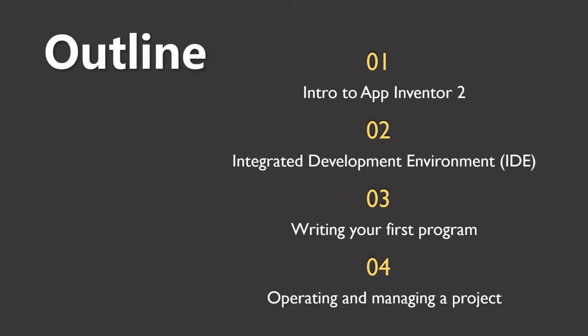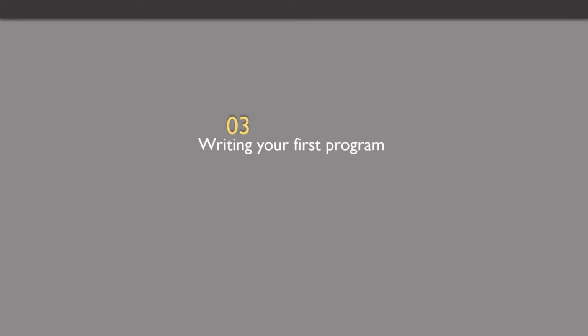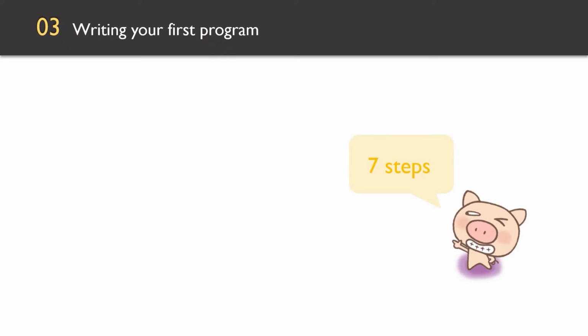In this section, we will start writing our first program. Now we are going to write the first code. To clarify the whole procedure, we divided the project into 7 steps. I will be explaining each of these steps one by one to you. The first step is doing preliminary work. Please prepare the materials for your project.